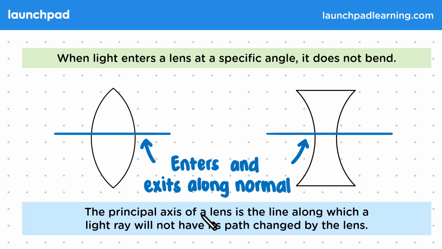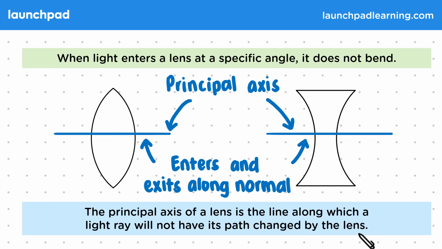The principal axis of a lens is the line along which a light ray will not have its path changed by the lens. So these two lines are the principal axes of these lenses. In an exam, they will usually be drawn for you, but we can determine where they are as they go through the middle of the lens and make a right angle with the lens's line of symmetry. The principal axis is very important for understanding how the lens works in general. Let's see how by looking at the convex lens more closely.